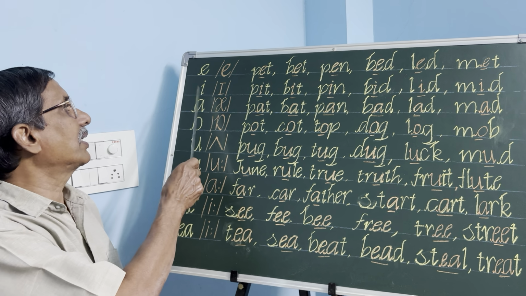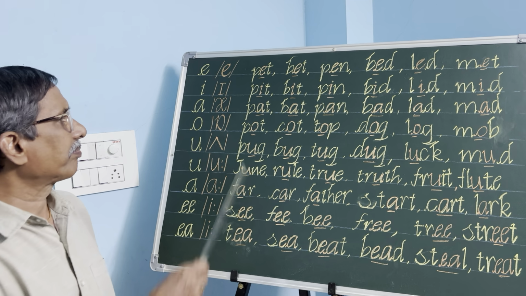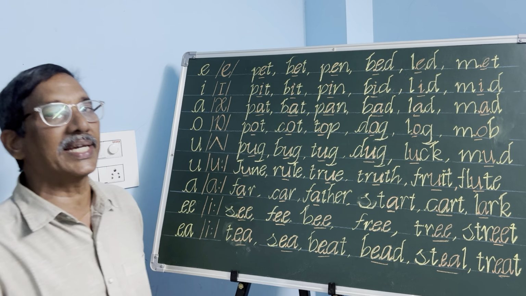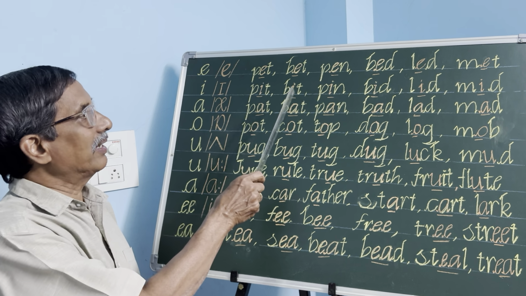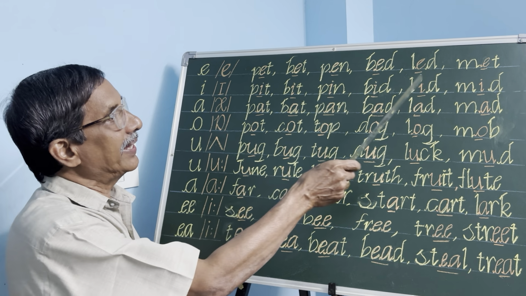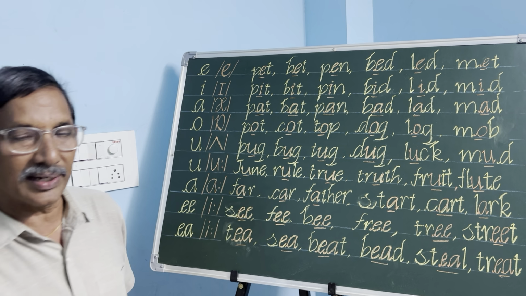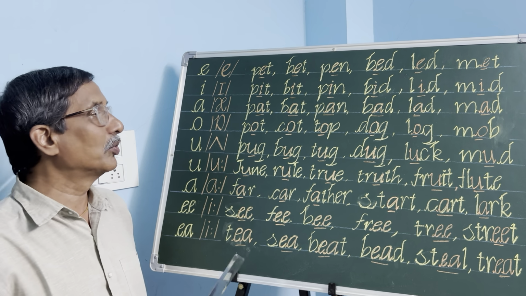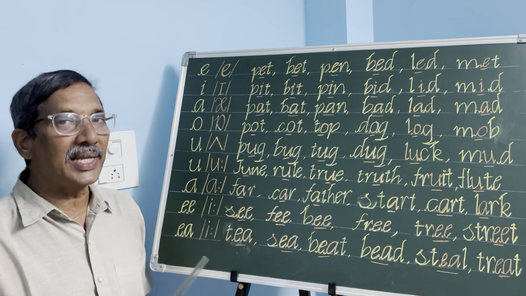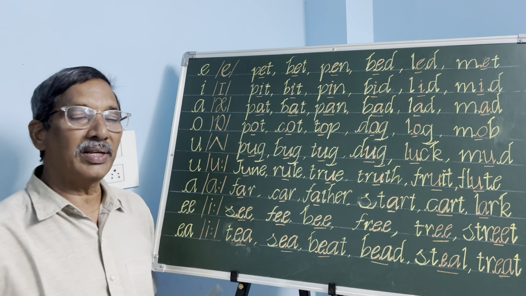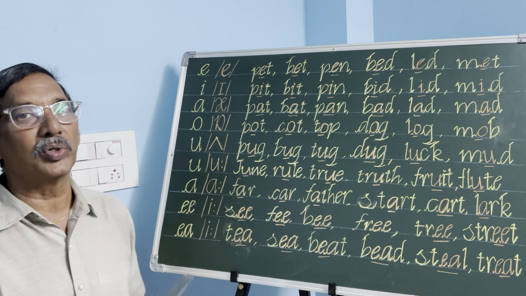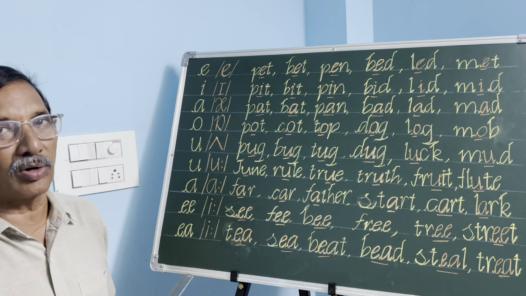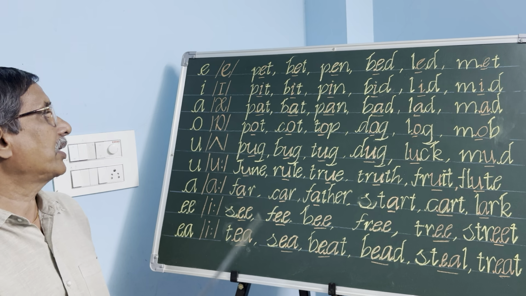Coming to the next one, the short vowel I. The letter I produces the E sound in many cases, not always. Pit, bit, pin, bid, lid, mid, etc. So the teacher should limit himself to the E sound of the letter I in the beginning. It will be easy for the learners to identify this sound, because the letter I mostly produces the E sound, of course not always.